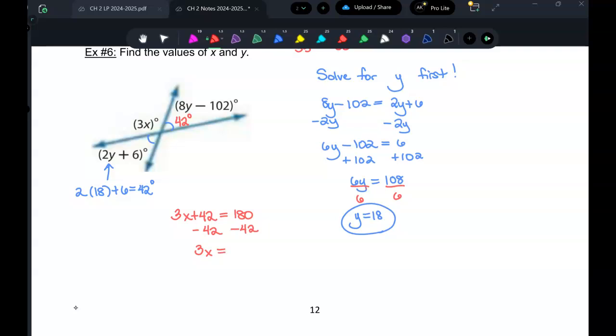Okay, so now I'm going to take 180 minus 42. It's 138. And then we divide both sides by 3. And what did we get? 46. Do we agree? I see some of you with calculators. Excellent. Good.